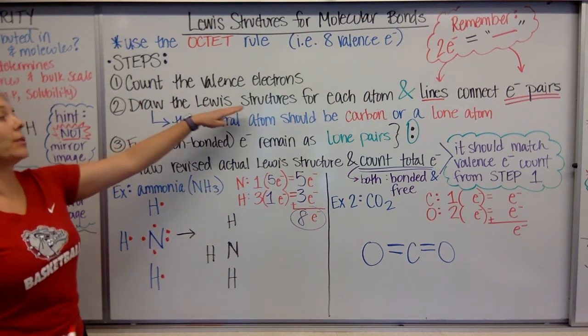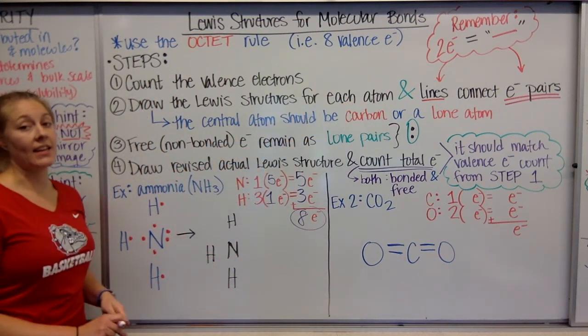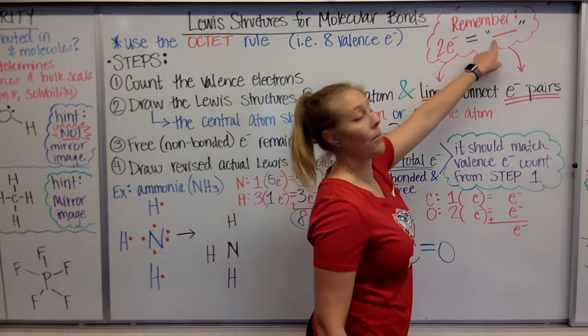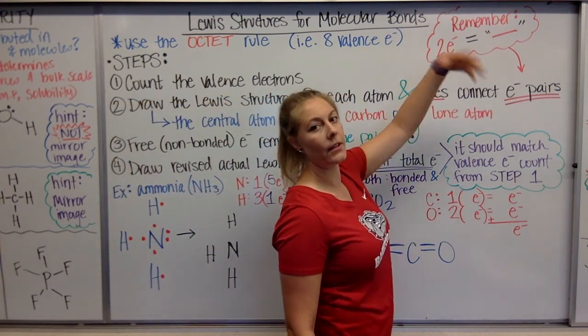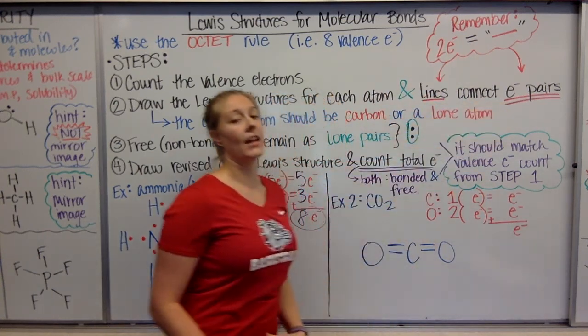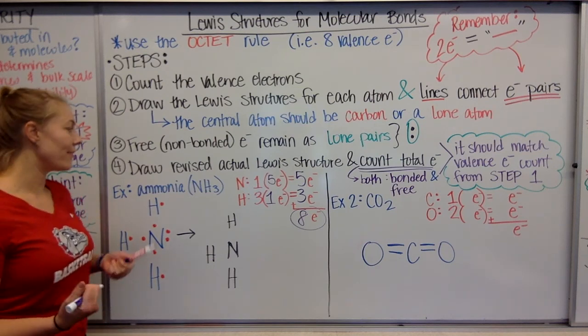Now we're going to draw the Lewis structure for each atom and draw lines to connect the electron pairs. Remember the lines, right? 2 electrons is represented by 1 line. If you have a double line, that's 4 electrons. If you have a triple line, there's 6 electrons. But lines are going to connect the electron pairs. So it's kind of like connect the dots, if you will.